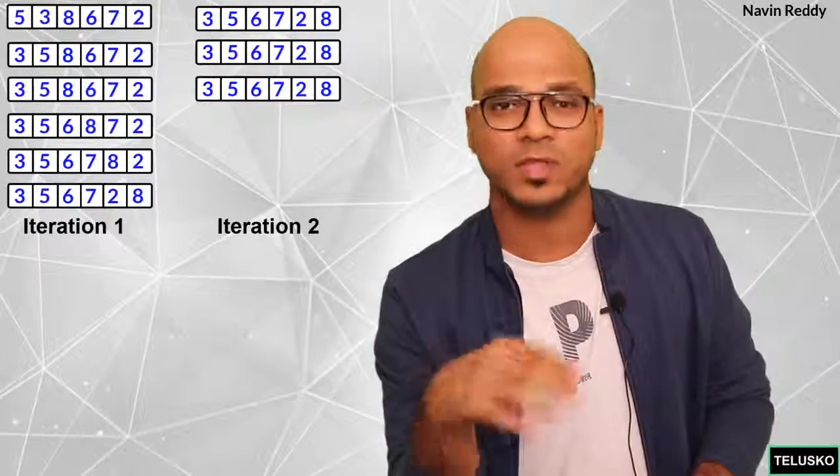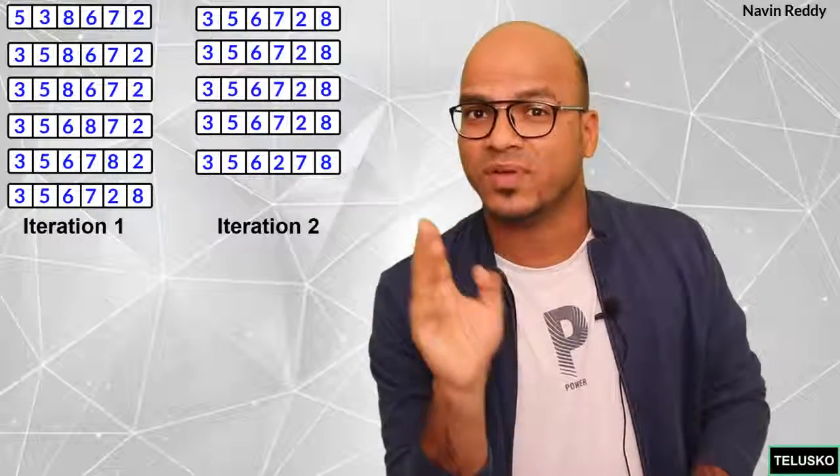Now you will compare the first two values, which is 3 and 5. 3 is smaller, don't have to swap. Then you will compare 5 and 6, no need to swap. Then you will compare 6 and 7, no need to swap. Then you will compare 7 and 2. Oh, we have to swap here. Then it becomes 2 and 7, right? So the final values are 3, 5, 6, 2, 7, 8.